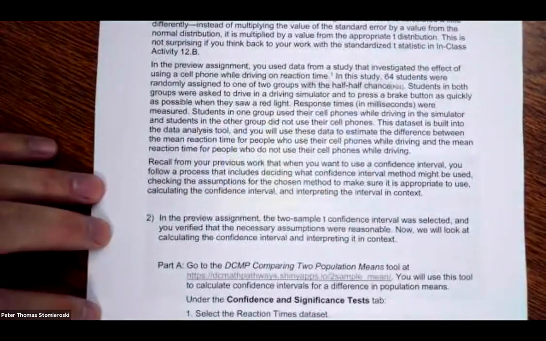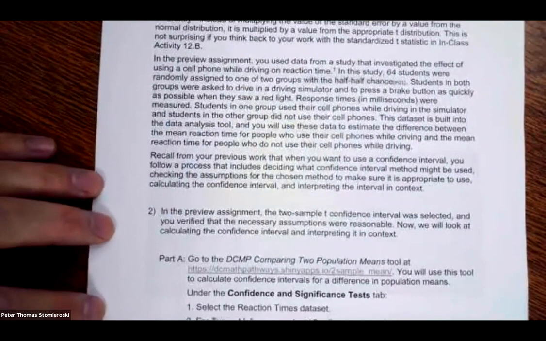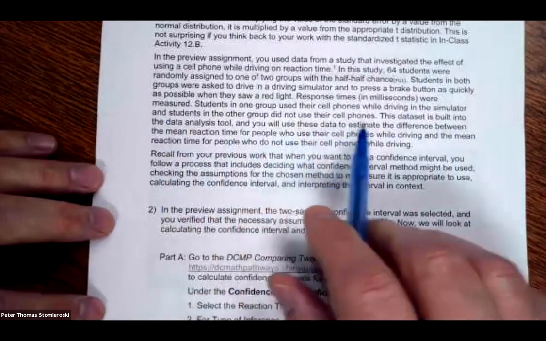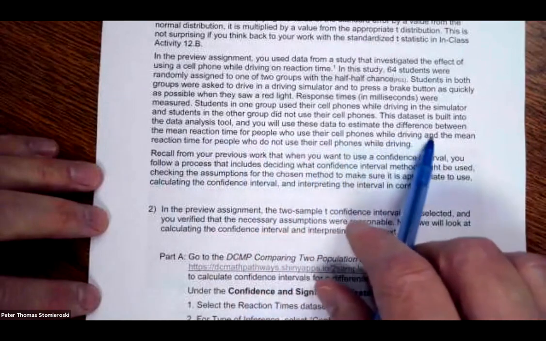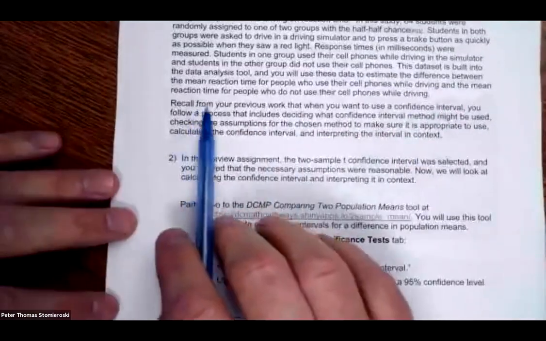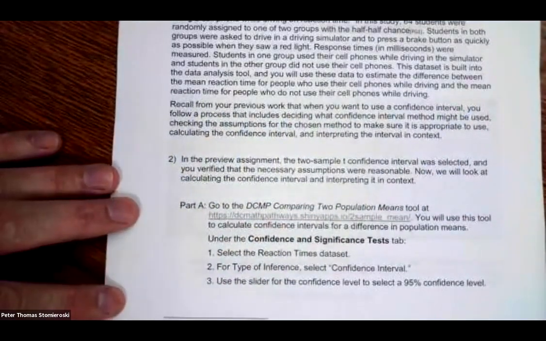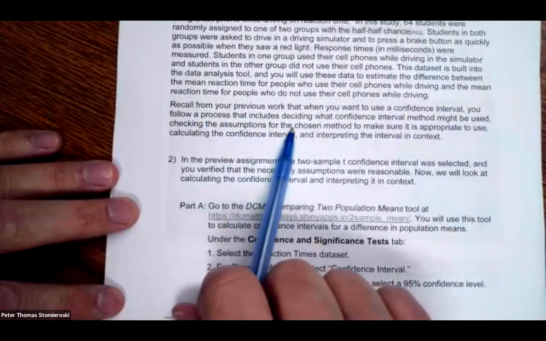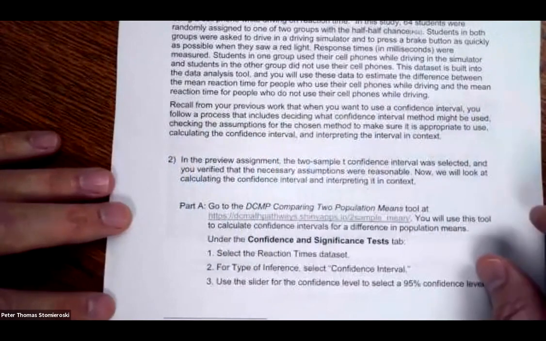Students in one group used their cell phones while driving in the simulator, and students in the other group did not use their cell phones. This data set is built into the data analysis tool, and you will use these data to estimate the difference between the mean reaction time for people who use their cell phone while driving and the mean reaction time for people who did not use their cell phone while driving. Recall from previous work that when you want to use a confidence interval, you follow a process that includes deciding what confidence interval method might be used, checking the assumptions for the chosen method to make sure it is appropriate to use, and then calculating the confidence interval and interpreting the interval in the context of the problem.